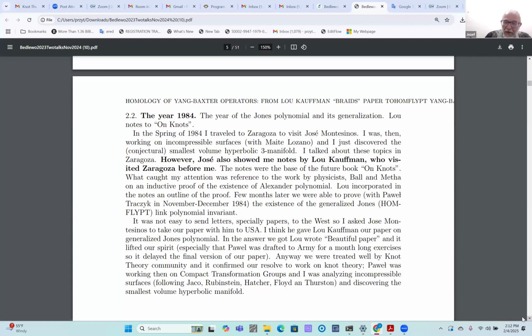Anyway, this note by Lou, "beautiful paper", was maybe crucial in that with Paweł we decided to work on knot theory. As I wrote here at the bottom, Paweł was working then on compact transformation groups, and I was working on incompressible surfaces and the smallest volume hyperbolic manifold.